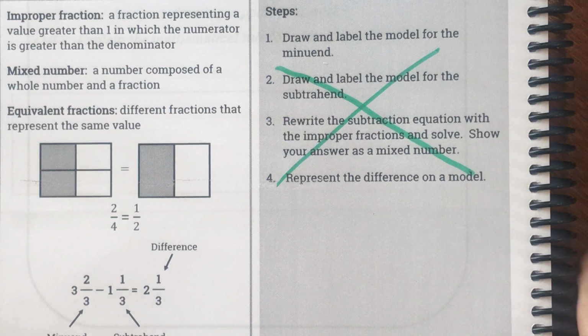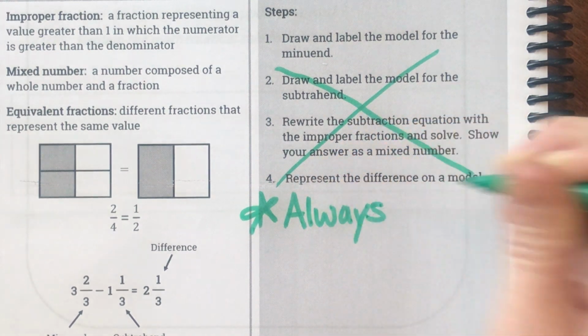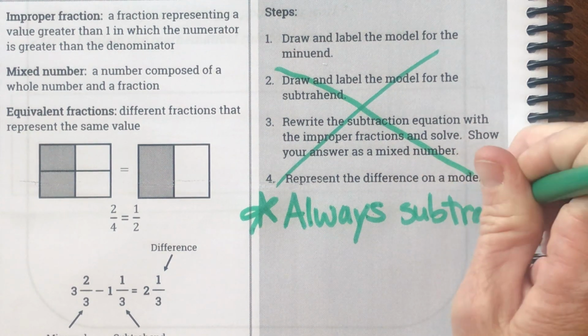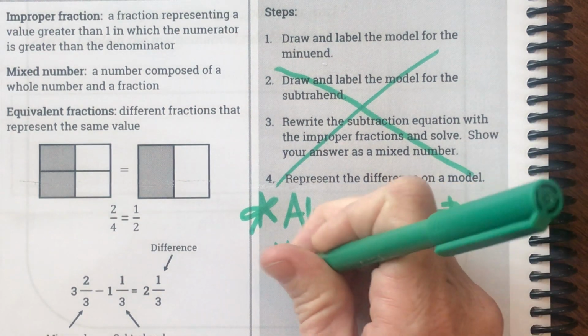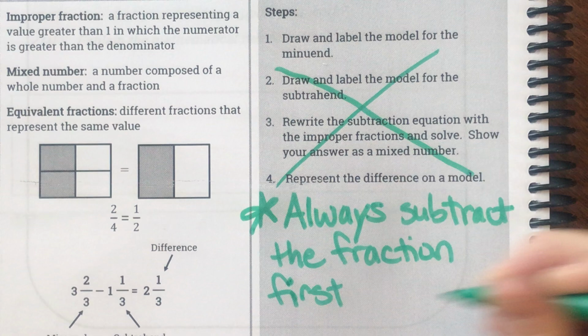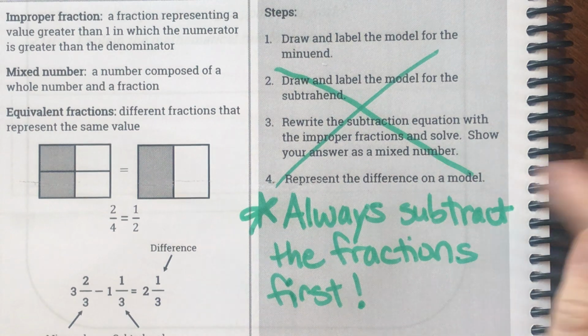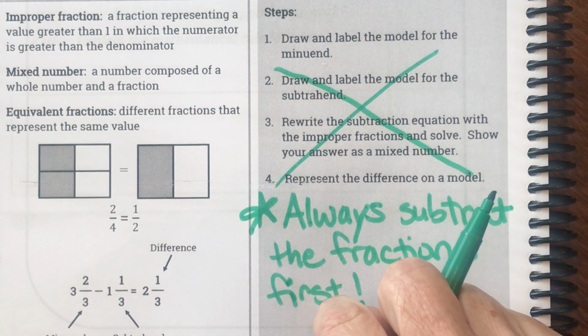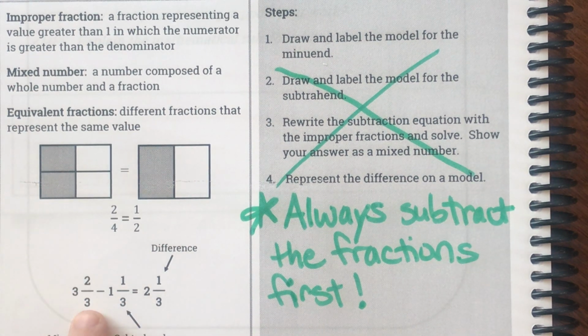But something that I want you to know when you subtract, this is really important to know, you always subtract the fraction first. So we don't subtract our whole numbers. We always subtract the fractions. I should have made that plural. Sorry, friends. Always subtract the fractions first. So if I look at my example, I would have not said 3 minus 1. I would have said 2/3 minus or take away 1/3. I always look at the fractions first. That's going to be really important.